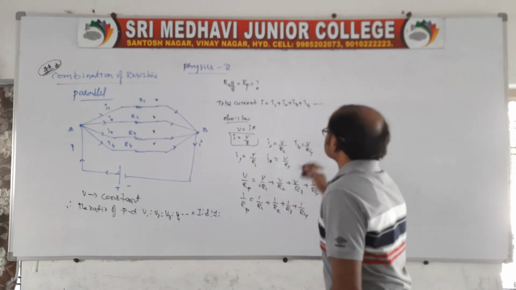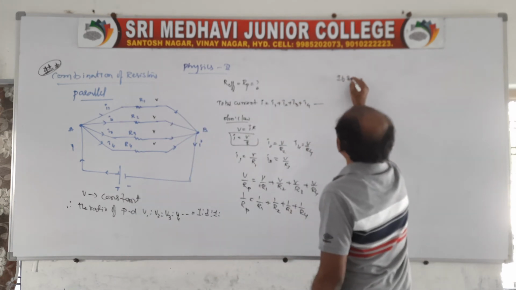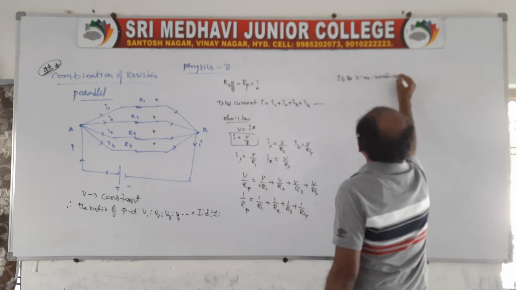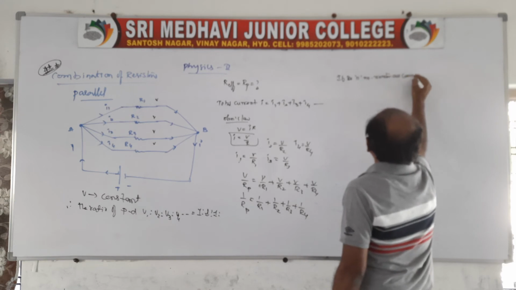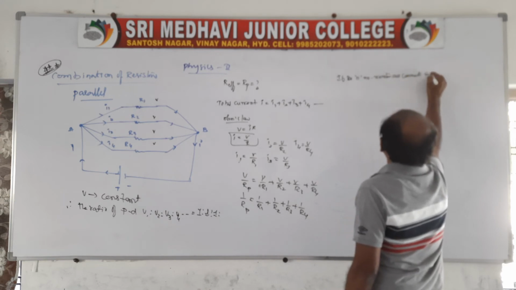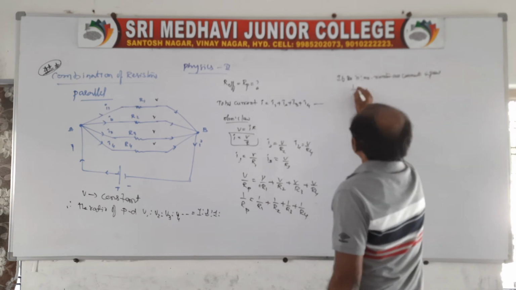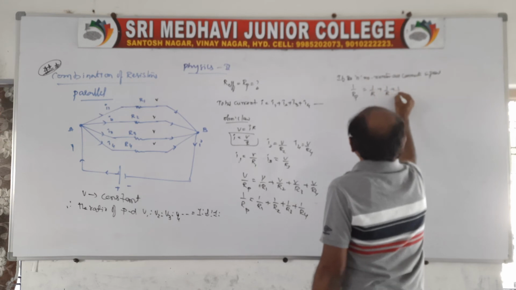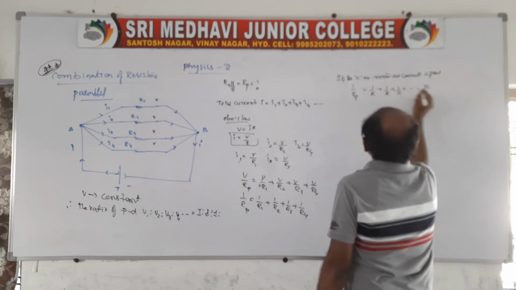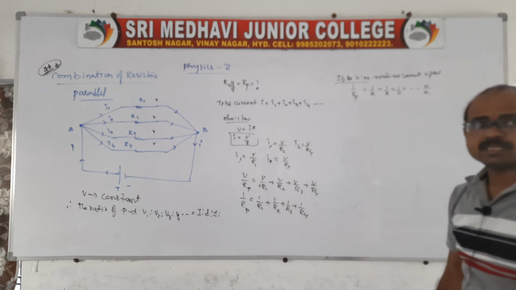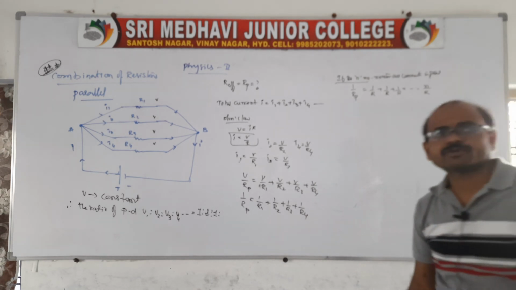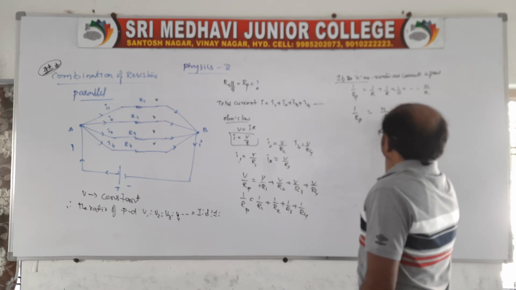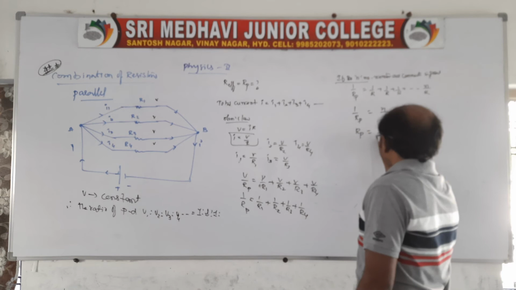If n number of resistors are connected in parallel, then 1 by Rp is equal to 1 by R plus 1 by R plus 1 by R, and so on. If these are all identical resistors, then 1 by Rp is equal to n by R. Then Rp is equal to R by n.